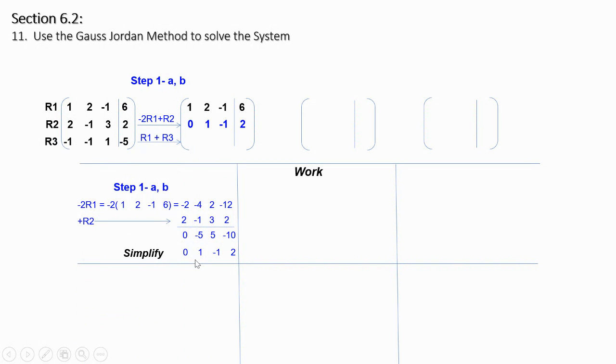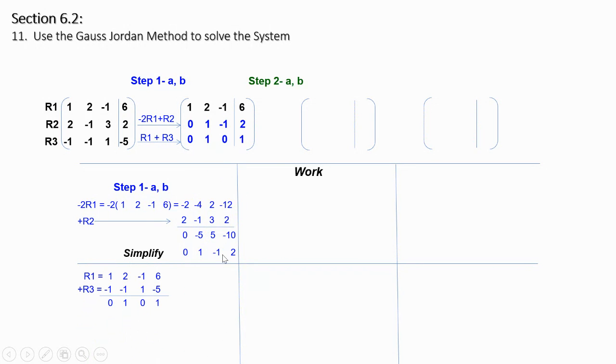And I always encourage my students to simplify if they can as we go along to eliminate the real big numbers. So now we're going to do row 1 plus row 3. So it's going to give us 0, 1, 0, 1. So that's my new row 3.